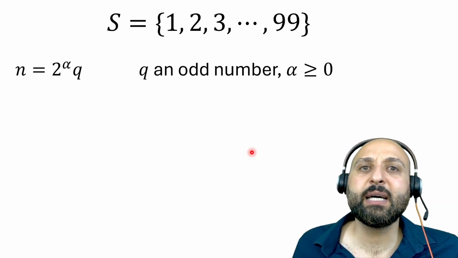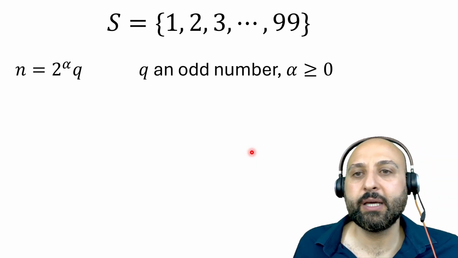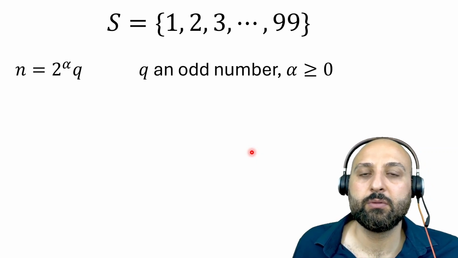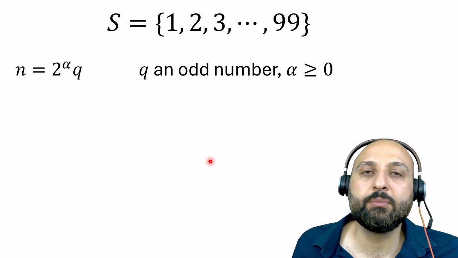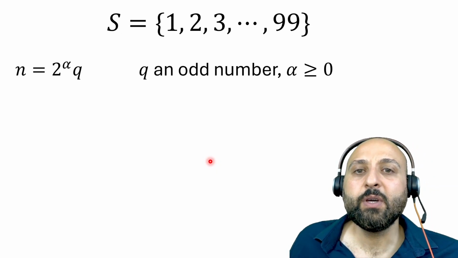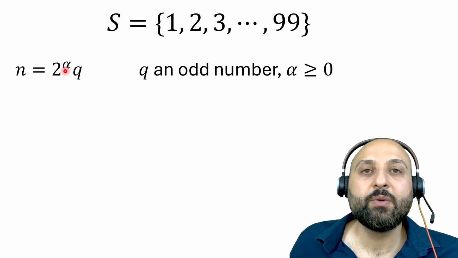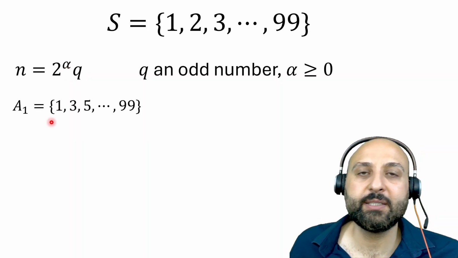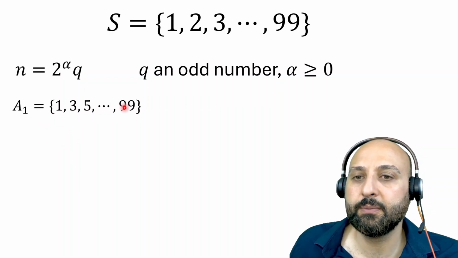All right, so let's see that every natural number can be written as 2 to the power alpha multiplied by q, where q is an odd number and alpha is equal to or larger than 0. So for example, any odd number will be q, and if you have 2 times an odd number, it will be 2 to the power 1 times q, and so on. Now we are going to categorize all the numbers in set S based on the power alpha. So for example, if alpha is 0, we are going to have this subset: all the odd numbers, 1, 3, 5, 7, and so on.